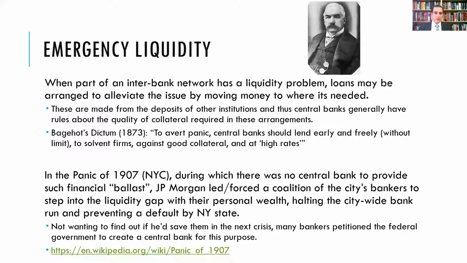And so many of the bankers in New York petitioned the central government in the US, the federal government, to create a central bank that would act as an impartial lender of last resort, rather than leaving themselves in a position of hoping JP Morgan would arrange a bailout for them should they run into difficulties once again.